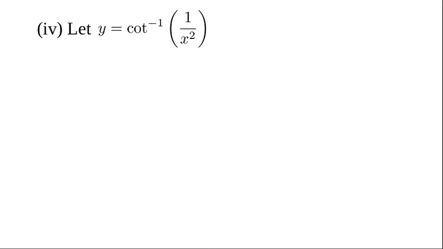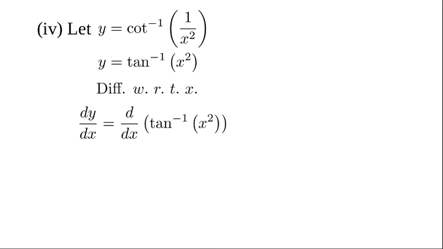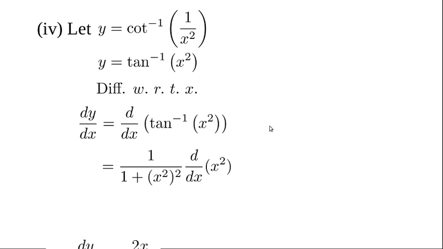y equal to cot inverse of 1 by x square. Let us make use of the identity cot inverse of theta is tan inverse of 1 by theta. Therefore we get y equal to tan inverse of x square. Differentiate with respect to x, dy by dx equal to d by dx of tan inverse of x square. Therefore it becomes 1 upon 1 plus x square whole square into derivative of x square, again by composite function rule. Therefore dy by dx equal to 2x upon 1 plus x raised to 4.